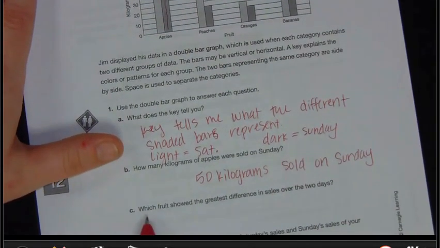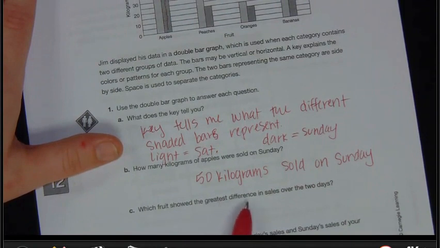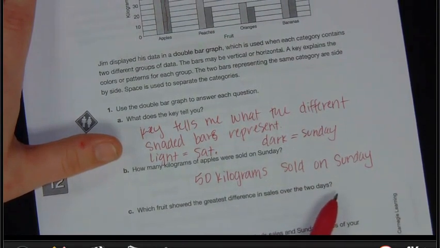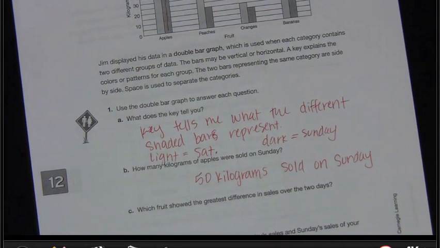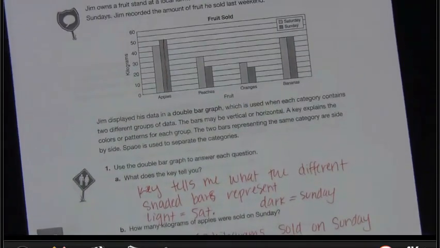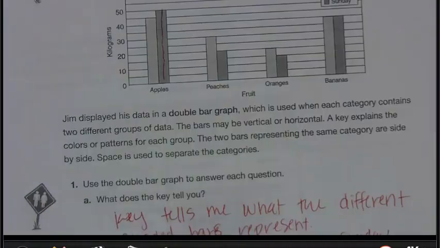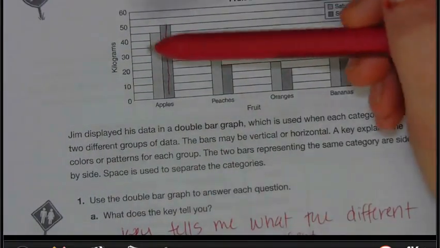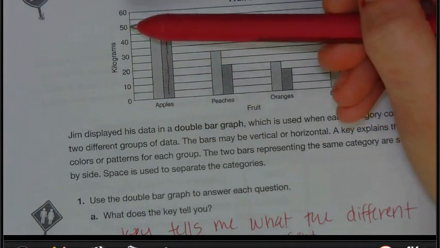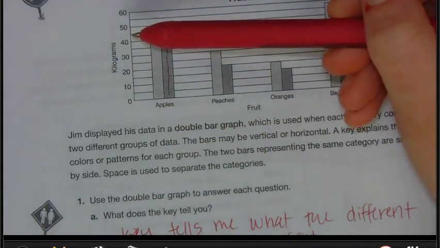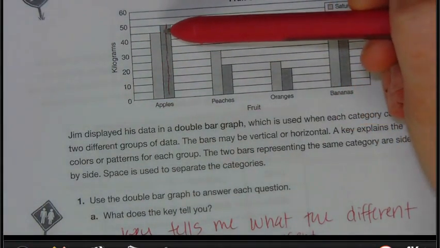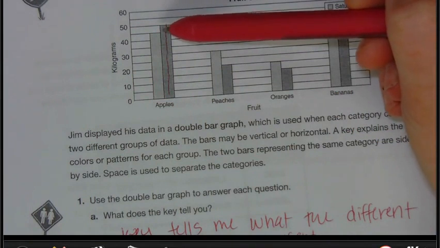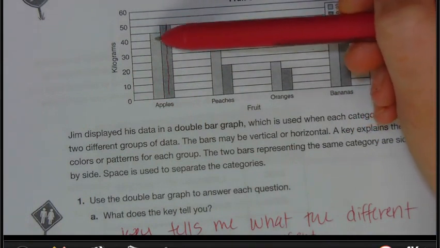Okay. Letter C, which fruit showed the greatest difference in sales over the 2 days? Okay. Well, I need to see which one would have the biggest difference. So let me zoom in here really quickly. Well, it looks like I'm going up by tens, but in between each 10, there's a line that's going to represent halfway. Well, apples, I sell 50 on Sunday and 45 on Saturday. Okay, so that's a 5 difference.